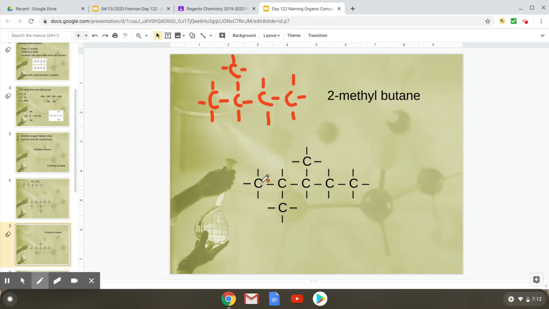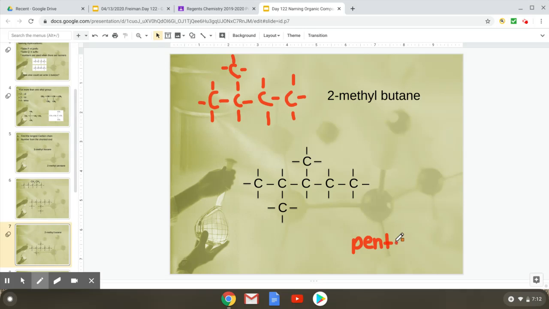This next one has 1, 2, 3, 4, 5 carbons in a row, or 1, 2, 3, 4, 5. Doesn't matter. 5 is going to be our longest chain. A 5-carbon chain is called pent for its prefix. You'll see all single bonds again. So this is pentane.